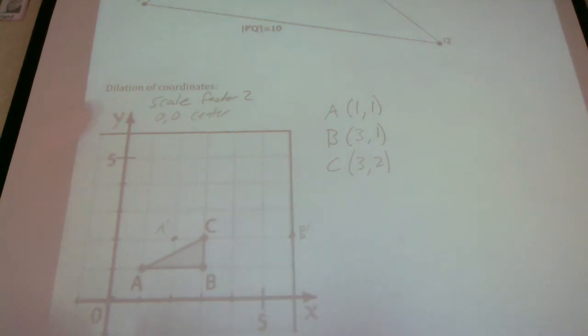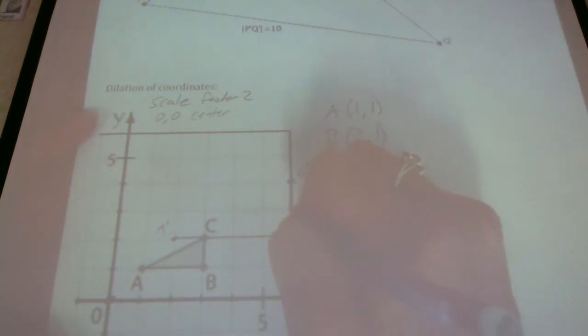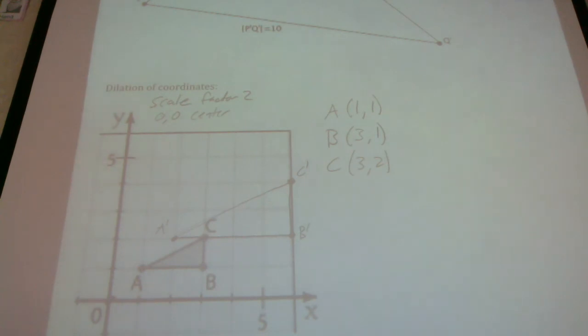Now, for C, we have a couple options. We can either think about the fact that we're going out 3 and then up 2 and then double that, so it's out 6, up 4, which gives us right there. Or we can think about the fact that C is 1 above B, so C prime should be 2 above C. So that also gives us right there. So you can see that either way works. So let's go ahead and connect those lines. And there is our new figure, but we're not done.